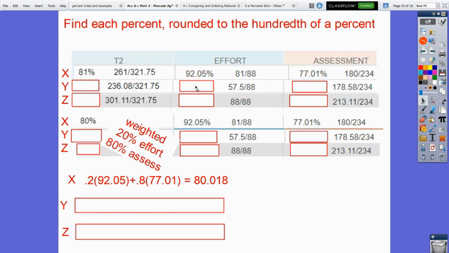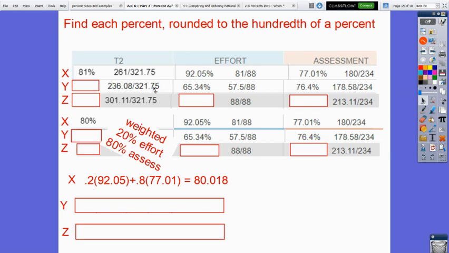All right, let's figure out student Y here. What is student Y's effort grade? 65.34%. Not very good for an effort grade. This should be 100. Assessments: on tests and quizzes and IXL topics, this person got 178.58 out of 234, 76.4%.